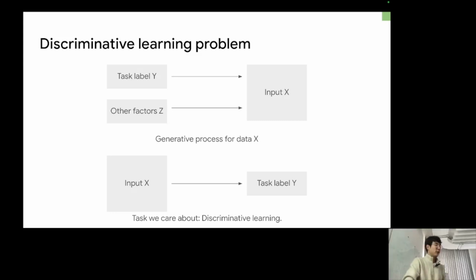So let's consider a discriminative learning problem here. Let's say the generative process for data is like this. You have some task label, Y. Think of that as kind of an object category. And we have a variable Z, which encodes everything else, all the other factors than the task itself. Based on that, you generate an input image, X. And now the task is to infer Y from X. That's discriminative learning. I just wanted to introduce this setup.